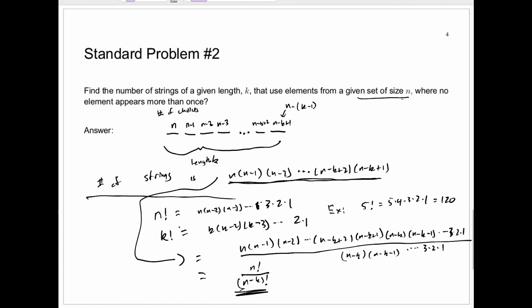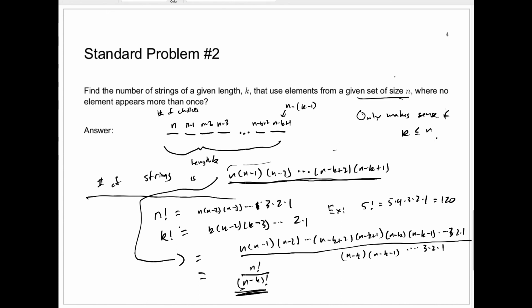Note that this will only make sense, even here and down here, if k is less than or equal to n. Why? Because if k is bigger than n, you're going to get down here all the way down to 0, and you'll just get 0, saying this is impossible to do. But of course, it should be obvious that it's impossible to create a string of length k if k is bigger than n, using elements from a given set of size n with no repetitions. If the number of positions in your string is larger than the number of elements in your set, there's going to be a repetition somewhere.